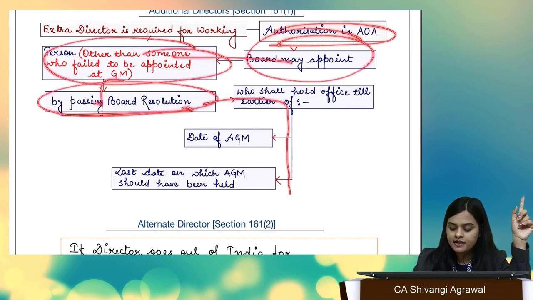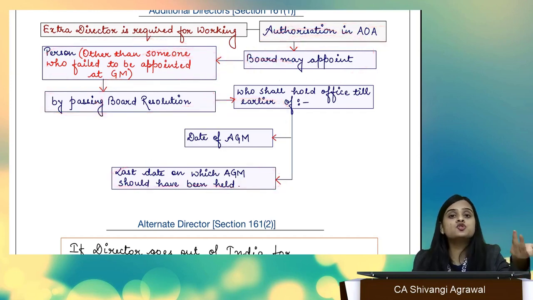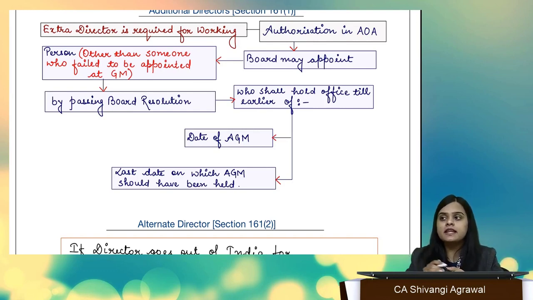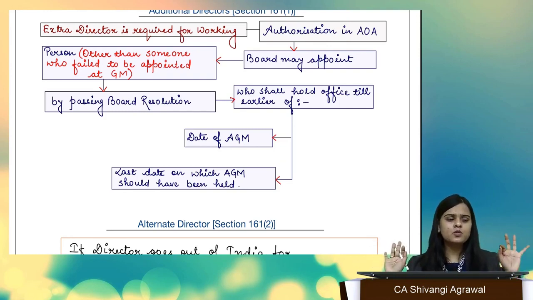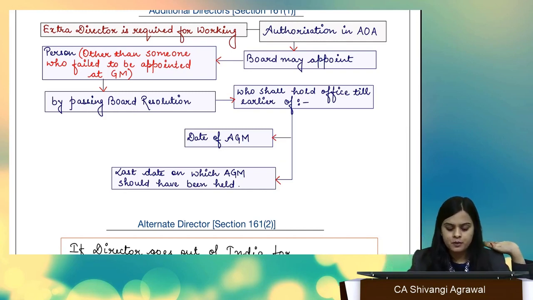Now this additional director is going to hold office till AGM only, or the last date on which the AGM should have been held. Supposedly Mr. X was proposed in the general meeting and he could not be appointed because his resolution was lost. Now he approached the board of directors and they appointed him as additional director. This is something which is not allowed. Someone who has been rejected by the members cannot be appointed by the board. So a person other than someone who failed to be appointed at general meeting can be appointed as additional director.